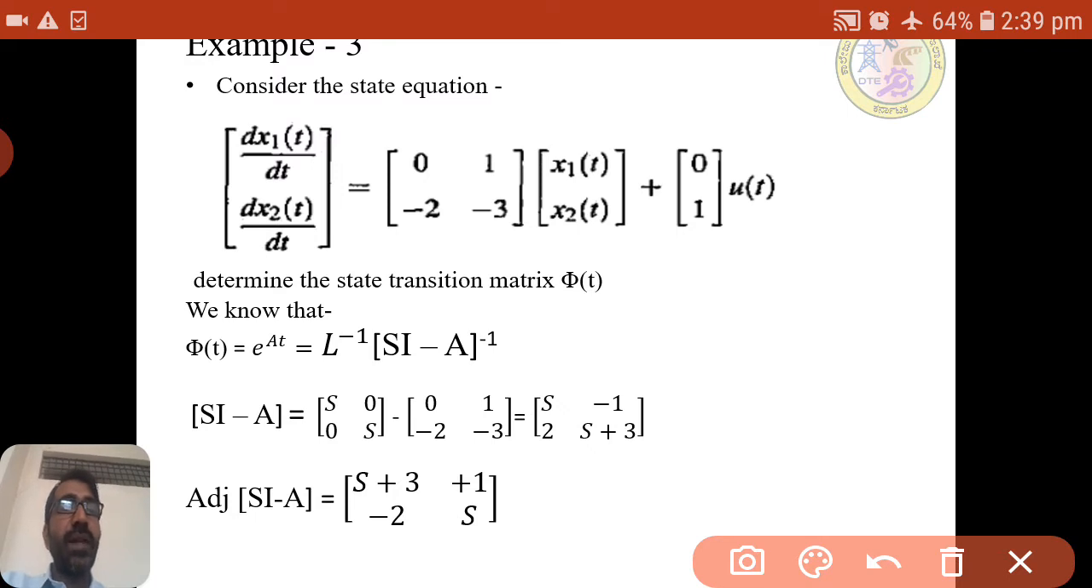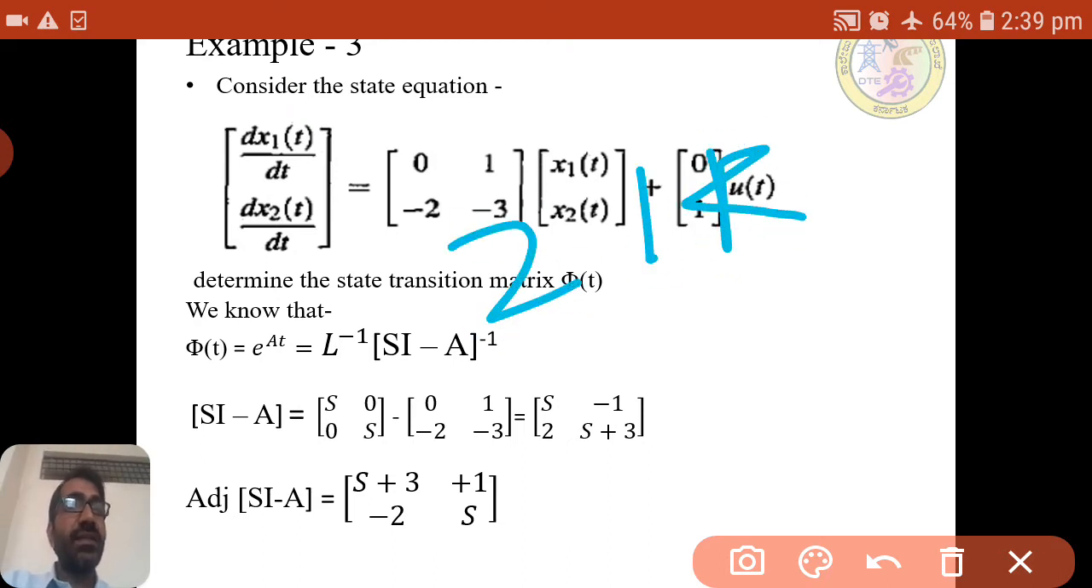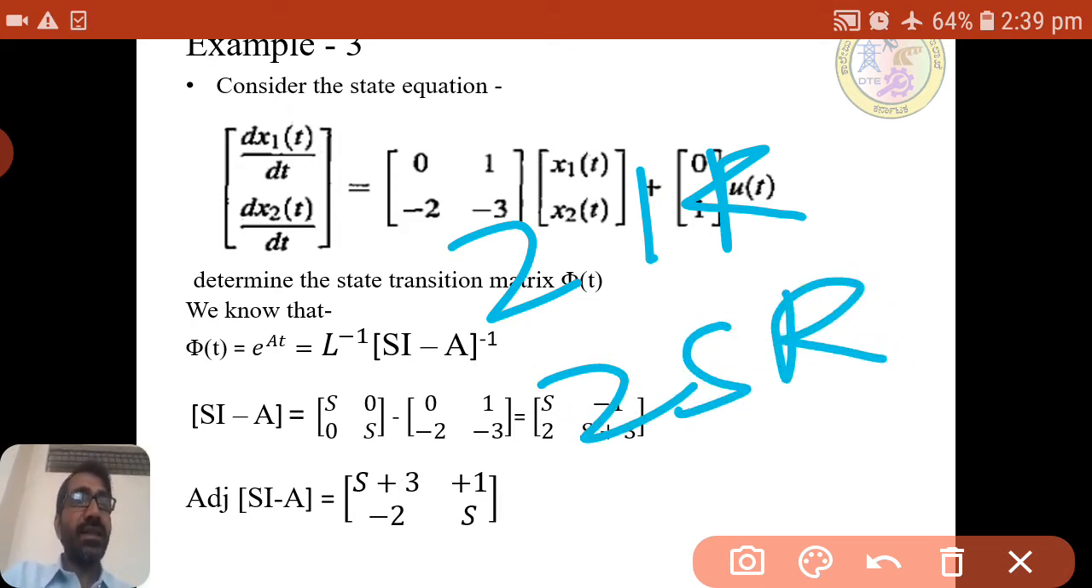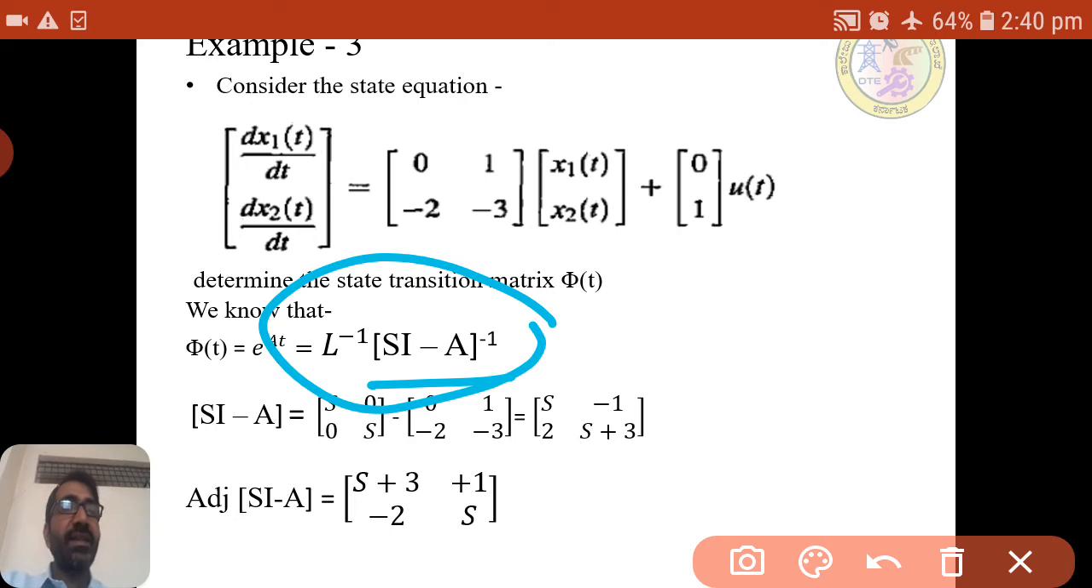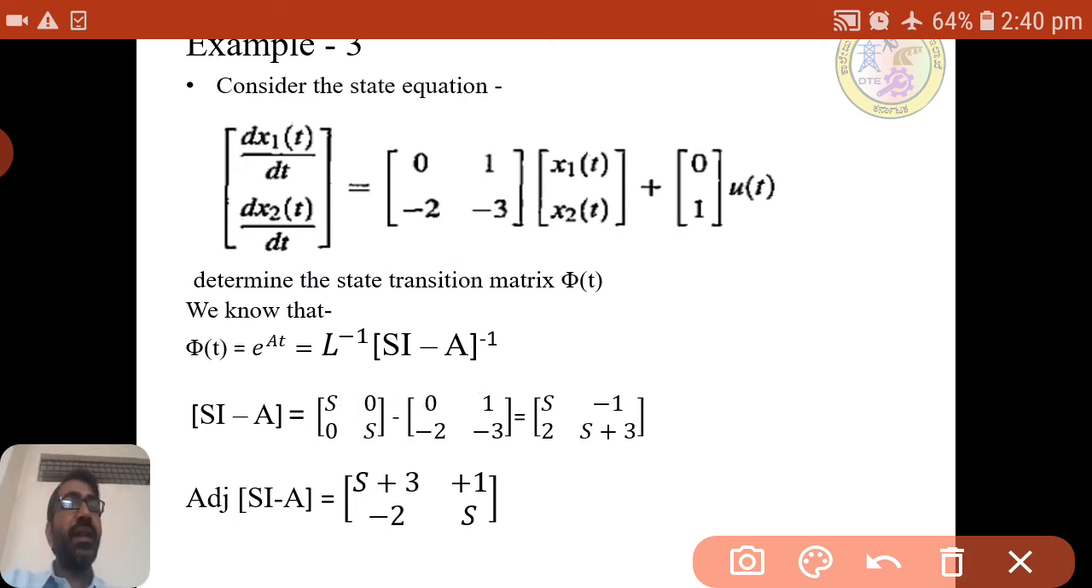So we know that phi of t is equal to L inverse of (sI minus A) inverse. But here, as we know, there is ZIR, that is zero input response, and ZSR. Here x of 0 is not there, which means ZIR is not there. So phi of t is only: you calculate sI minus A, take the inverse of that, and then take the Laplace inverse to get phi of t.